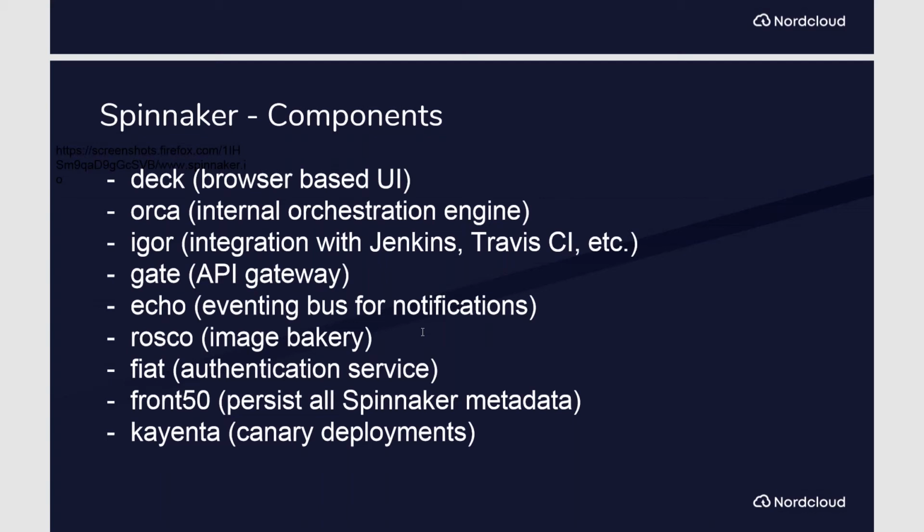And then there's Igor. This provides integration with Jenkins, Travis CI, and so on. So the integration with Jenkins is quite good actually. So you can trigger Spinnaker pipelines from Jenkins jobs, but you can also call Jenkins jobs from Spinnaker. So it's kind of two-way interaction.